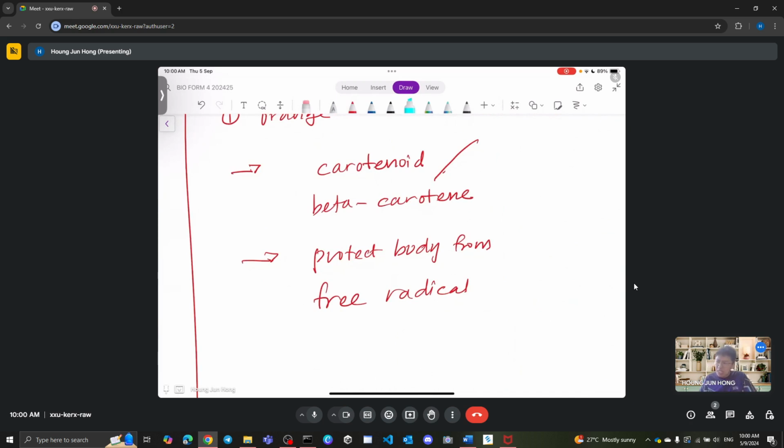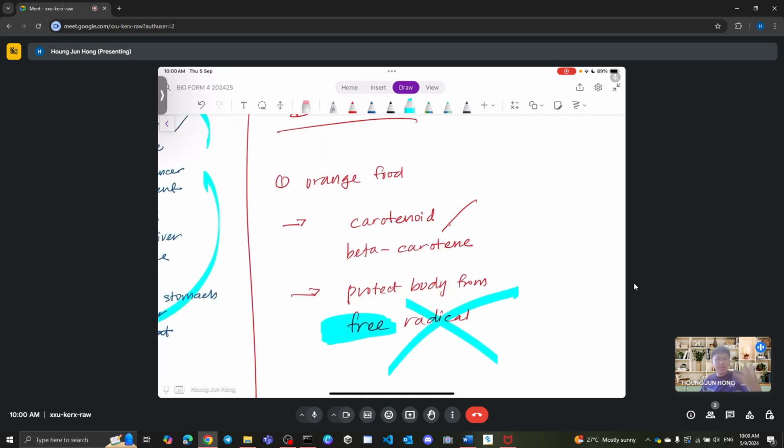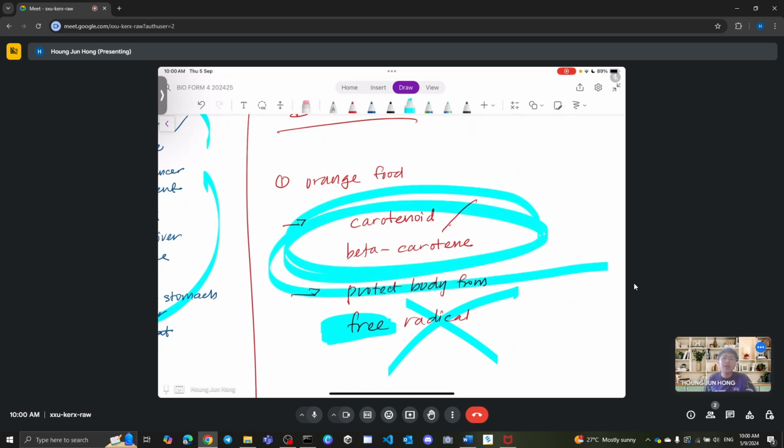Radical is like some sort of chemical in your body that is too free to do things, and they can actually harm you. They can actually cause cancer. They can actually cause a lot of stuff in your body. That's why we need to kill this radical. And how can we do this? We can do this by getting a lot of vitamin, and one such specific example is the carotenoid from orange food. This is able to protect you from free radical. Okay, that's it for this question.